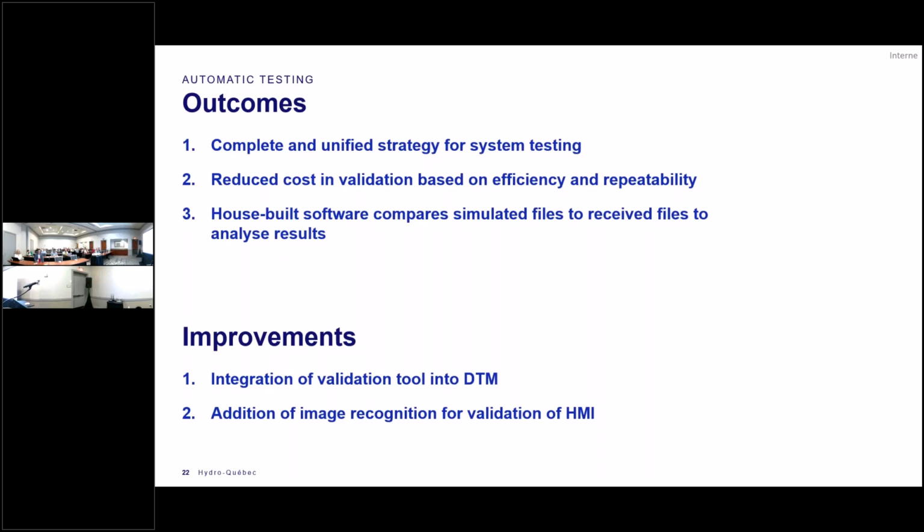There was some limitation at the time in order to put everything in DTM. And like I said, the image recognition for the validation of HMI would have really completed the picture for the complete validation of the system using DTM. So thank you. And if you have questions, I'll be happy to answer them.